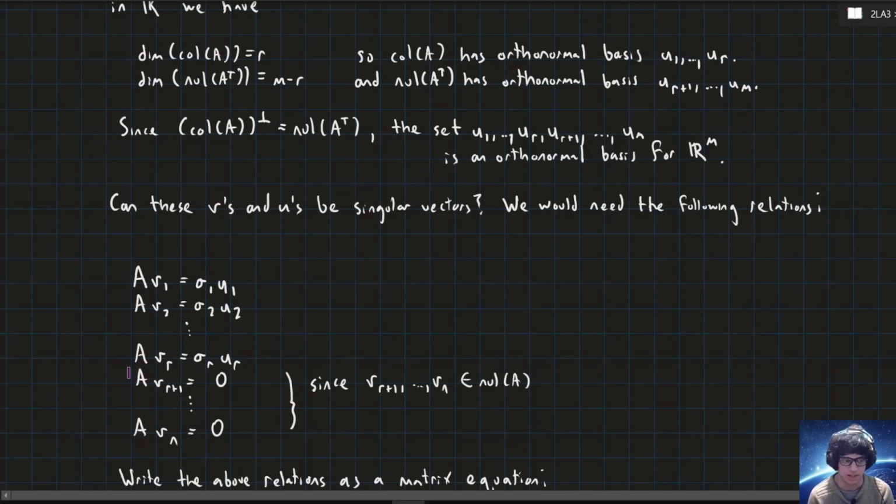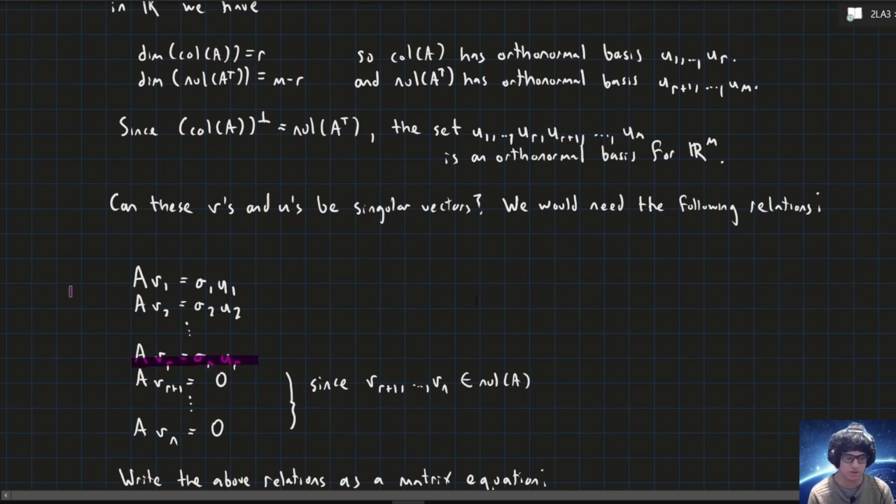So A times VR plus 1, where VR plus 1 is inside the null space, is just going to equal 0 on the other side, since it's in the null space. And the same for the rest of these. So that's how we're going to write the relationship for the rest of the V's, for r plus 1 to n, like this. That's why we divided it up, so we can just write these as zeros right away.